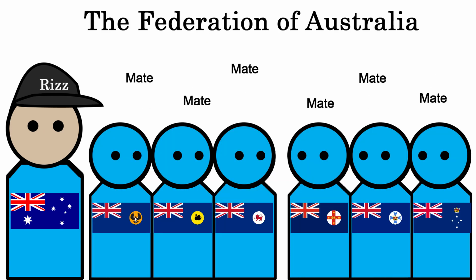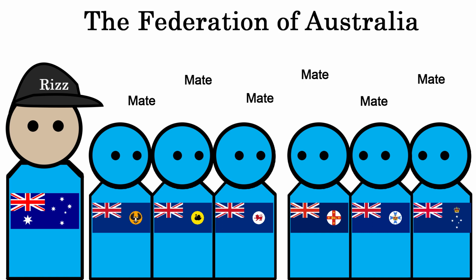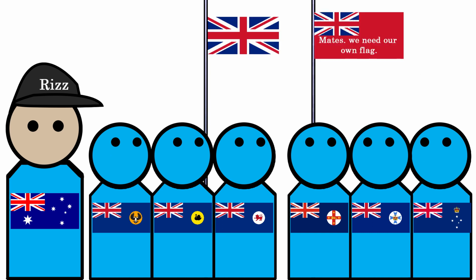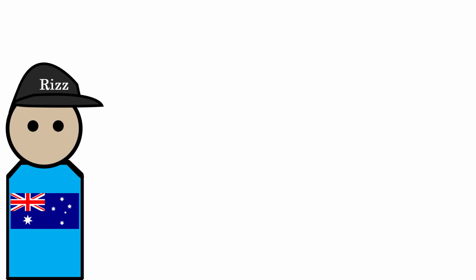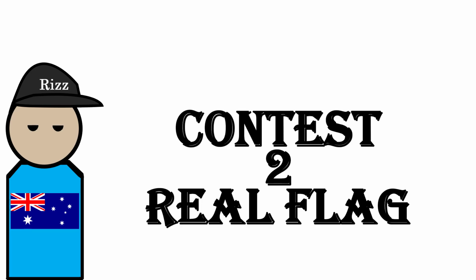After a year, the Australian states joined together for the Federation of Australia to become the Commonwealth of Australia. However, during the celebration of the formation of the Australian nation, Australia had no official national flag to fly aside from the Union Jack. So they needed a new flag. How did this come to be? Well, a contest. Yes, another contest.